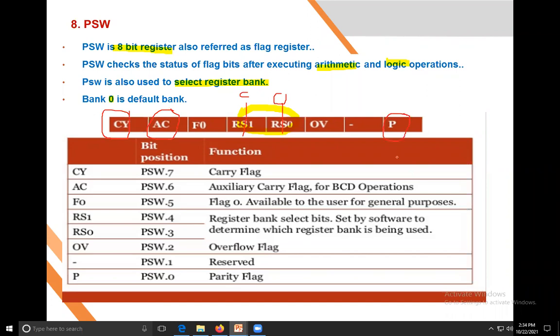This is the parity flag. What is the parity flag? You know that if the number of ones in the result is even, then the parity flag will be 1. If it is odd, the parity flag will be 0.